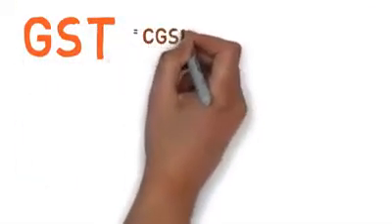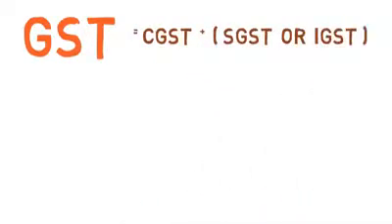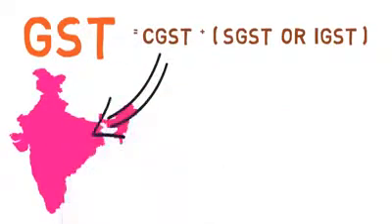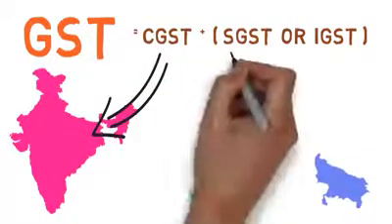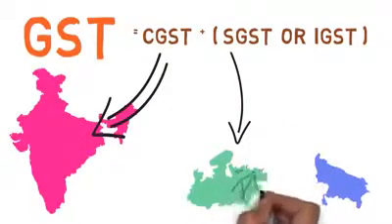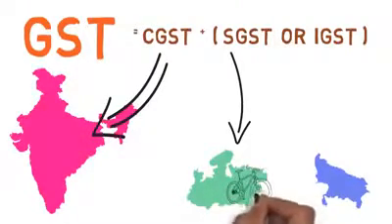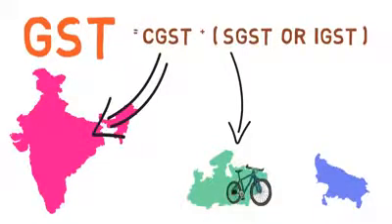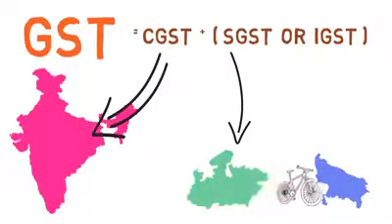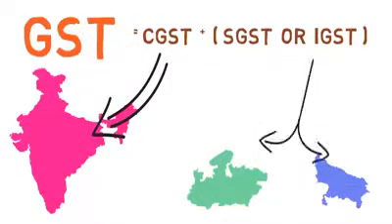GST is a combination of CGST and SGST, or IGST. CGST is central GST, which is paid to the central government. SGST is the state GST, which is paid to the state government, and IGST is the integrated GST, which comes into play when goods and services move interstate. For example, if product A is manufactured in Madhya Pradesh and sold in Uttar Pradesh, IGST is distributed between both the states. In this case, SGST will not be collected.